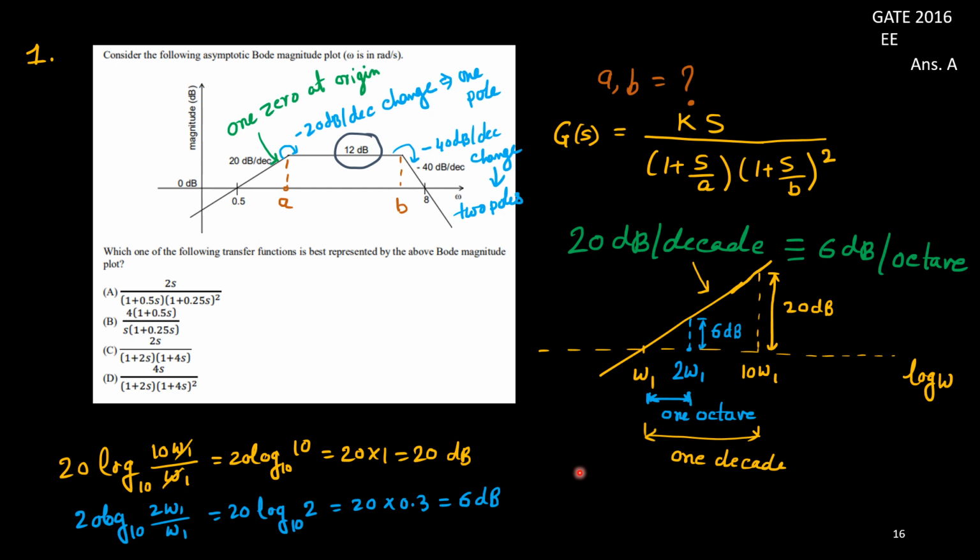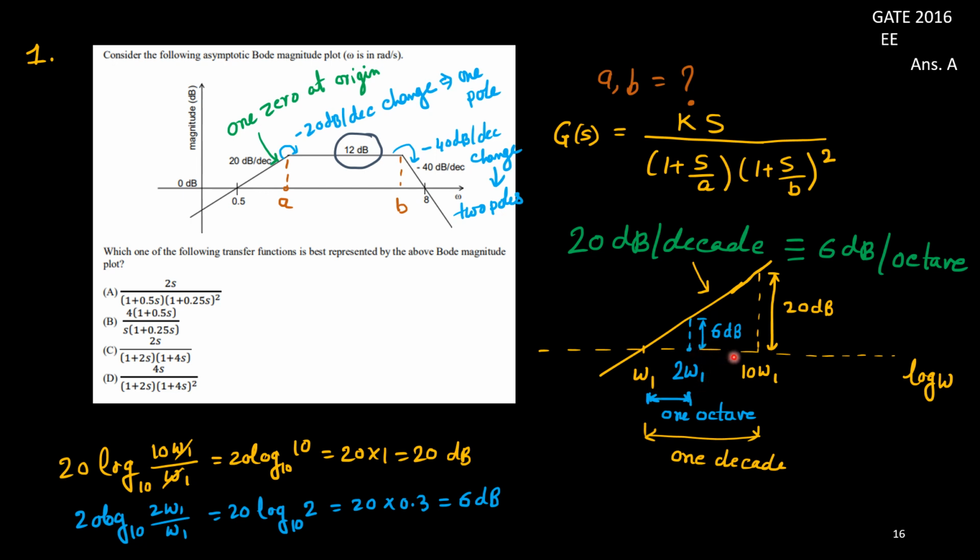So this is important thing. 20 dB per decade, same thing as 6 dB per octave. That is the information we are going to use here. That's the main thing we want to use. And you see here, this final value is given here 12 dB. So the change is 12 dB, and that is 2 times of 6 dB. Obviously, 6 dB change we will get for 1 octave.